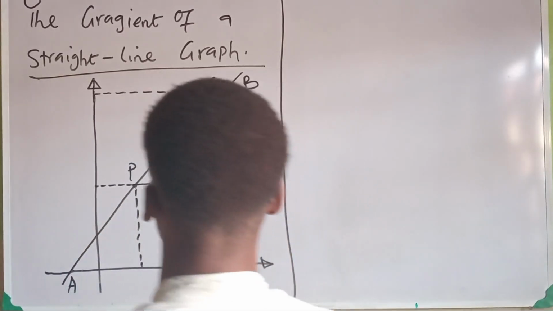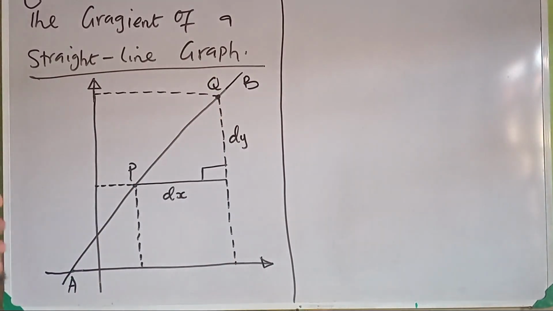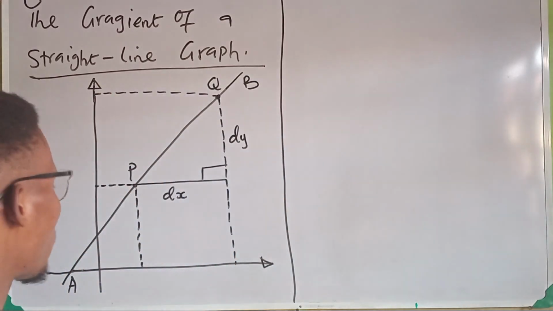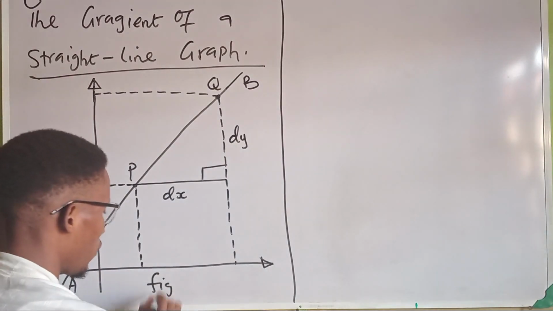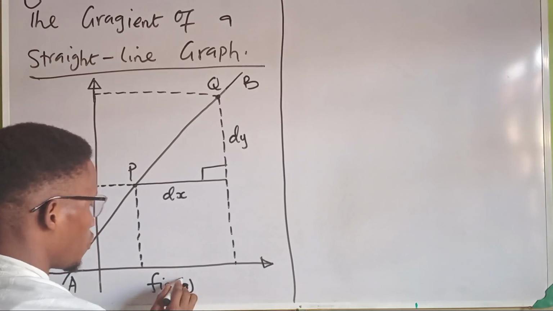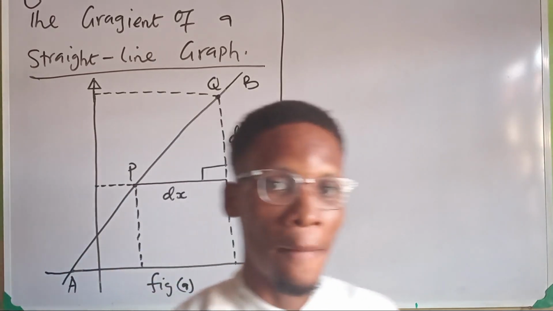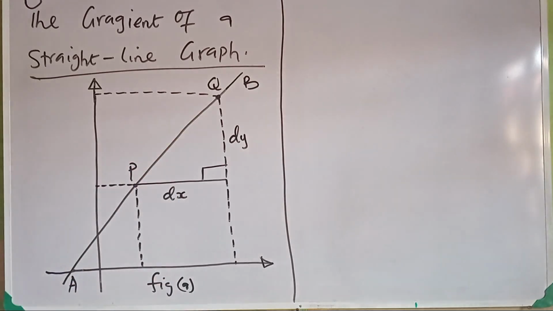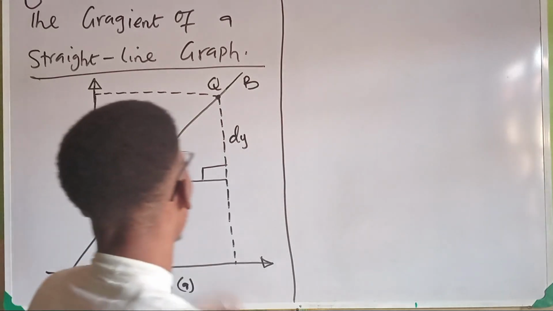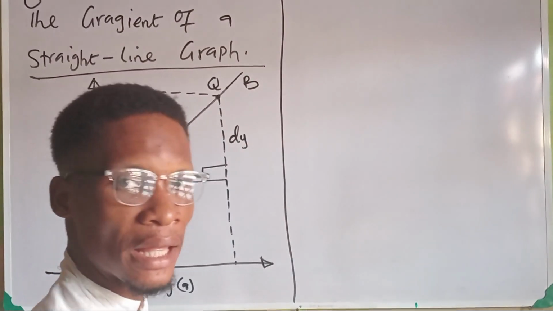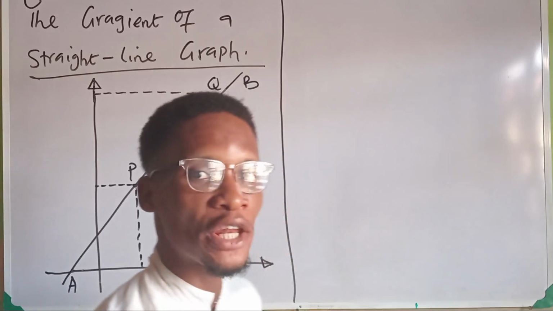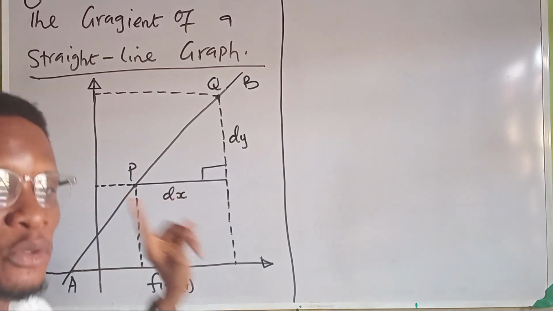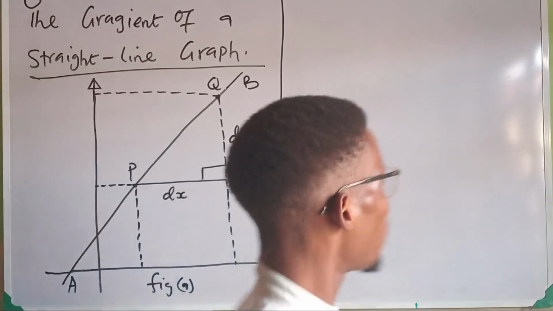Now, how do you define the gradient of a sloping line? We define the gradient of a sloping line using this figure. Let's call this figure A, though we don't have figure B, but let's just call it figure A. We define the gradient of a sloping line as a vertical distance that rises and falls between P and Q, divided by the horizontal distance between the same P and Q. So what do I mean?